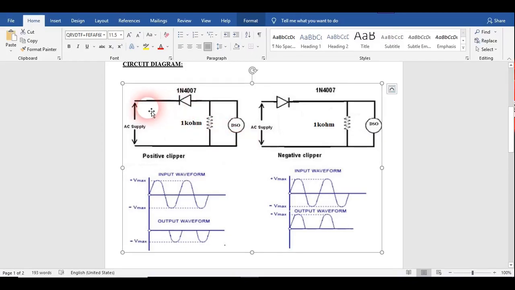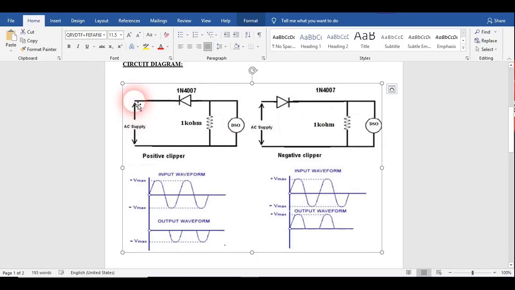What's the reason? Whenever the positive cycle is going through this diode, what happens? This diode comes to be in reverse bias condition and it doesn't allow any signal to pass through it. And when the AC supply gives a negative voltage, this diode comes to be in forward bias condition, and at that time this circuit gives the output. I mean to say, in the AC supply the positive and negative polarity changes every time.